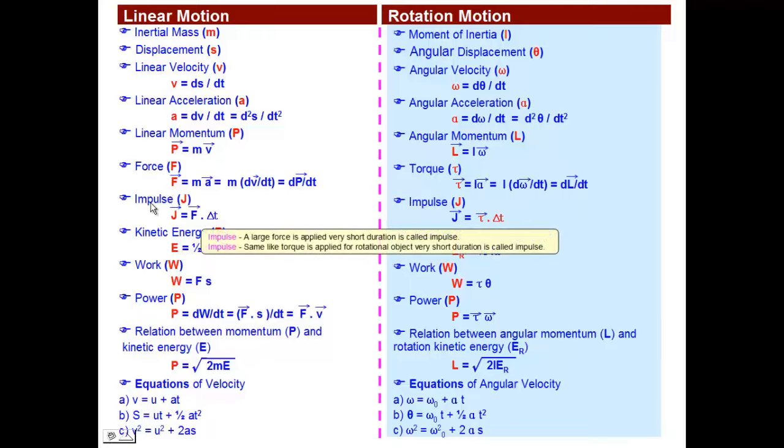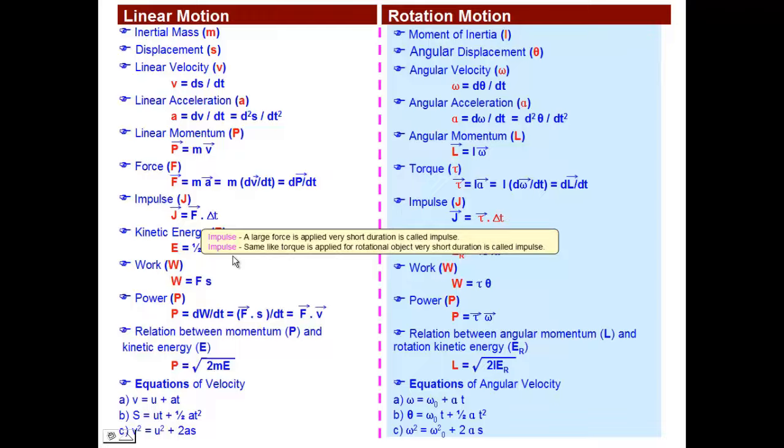Next is impulse, symbolized by J in both cases. In linear motion, impulse J equals force multiplied by delta t, the duration of time. The definition of impulse in linear motion is a large force applied for a very short duration. In rotational motion, J equals torque multiplied by delta t, again over a short duration.